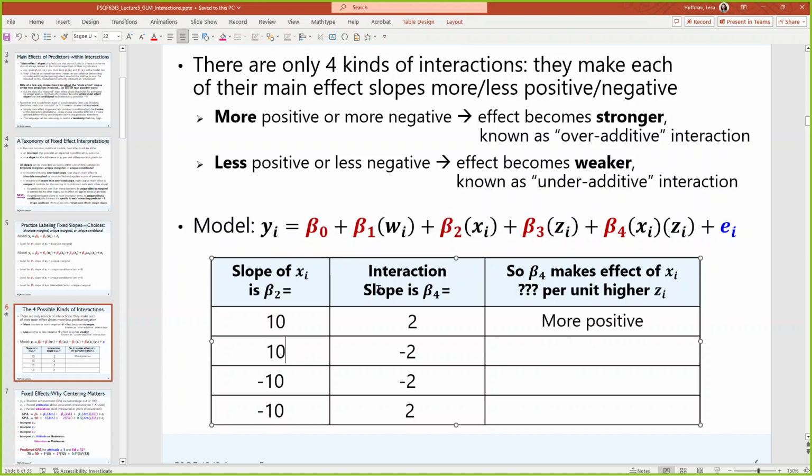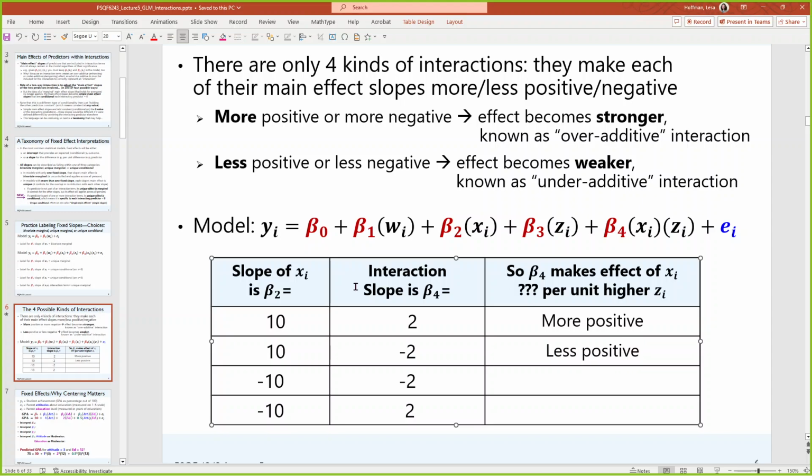Now this one, next box. Slope of x is still 10. So if z is 0, for every 1 unit increase in x, y goes up by 10. Interaction term now is negative. So they're working against each other. Which one is this? This is less positive. Can't type.